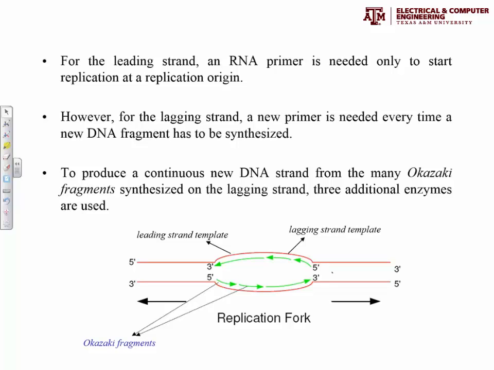Now again, we go back to that picture where we have the replication fork. We have the replication origin in the center, then moving out in the form of a replication fork, and then you have these newly synthesized DNA marked in green. This is the leading strand, this is the leading strand, these are the lagging strands that are actually fragmented. So for the leading strand, you will just need an RNA primer only once, because once you start it here, it'll proceed continuously. You don't need any primers anymore.